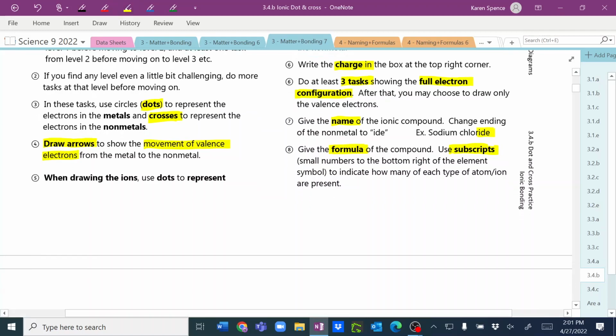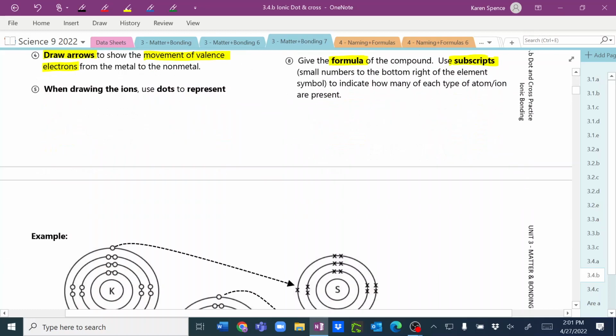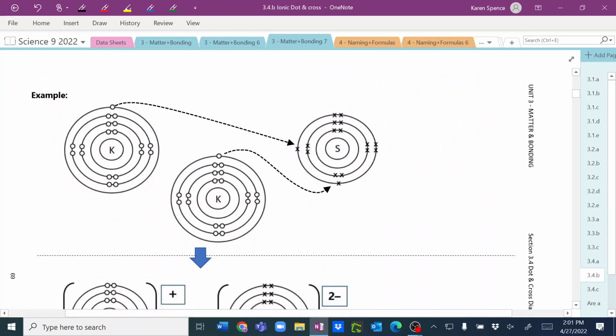Once you are done the ionic ones, the covalent ones follow right after that. You can just carry on right into the covalent ones. It's fairly self-explanatory. If you get stuck, call me over. I'm going to be coming around and checking homework while you're doing that. But yeah, so here's an example.